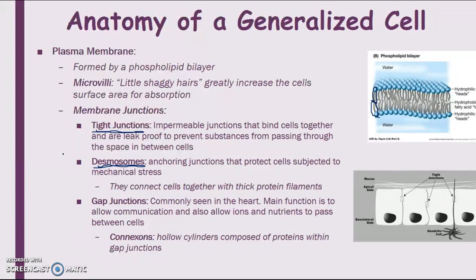And then gap junctions are the last membrane junction that we're going to talk about. And gap junctions allow ions to pass between cells. Ions are going to be charged particles. So throughout this course, you're going to see things like calcium, Ca+2. That's an ion because it has a charge to it. Or you're going to see a lot of sodium, Na+. And gap junctions allow those ions to kind of pass in between the cells.